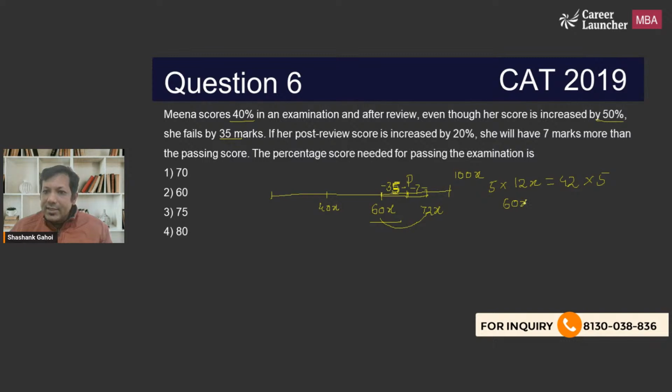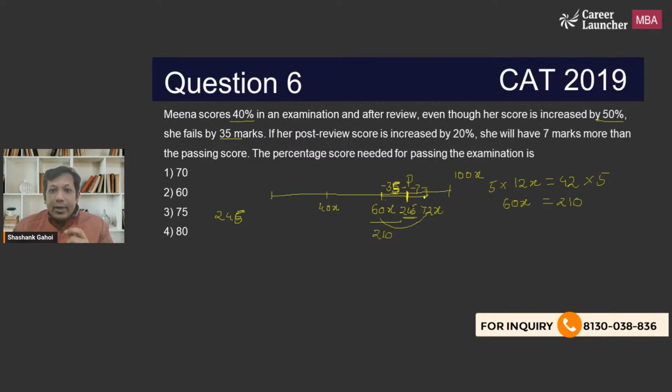So this is 60x. This is equal to 210. Means this is 210. Right. Now, this is 35. So passing marks are 245. This is what we have. So what is the value of passing marks? That is 245. So passing marks are 245. And passing marks must be greater than 60% and less than 72%.